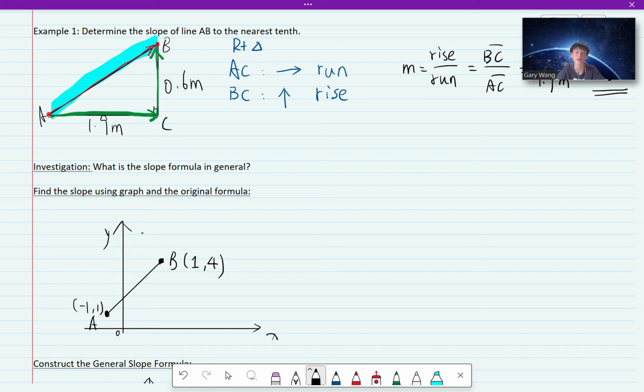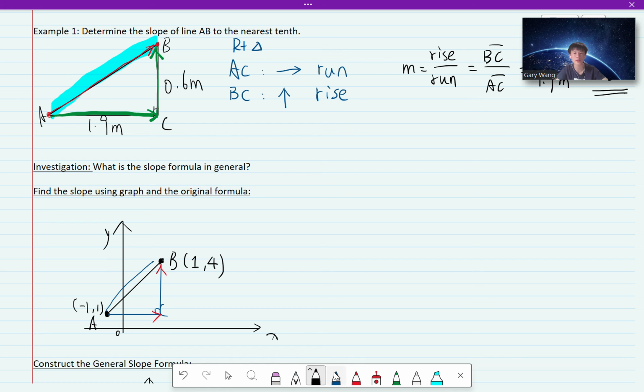So we have this formula right here. We have a line segment AB, and A has coordinates (-1, 1), and B has coordinates (1, 4). So let's construct a right triangle as well, just like the last example, something like this. And we can clearly see that if we want to go from A to B, we also have essentially two ways. One goes from A directly to B like this, and the second way is we can go from A to, let's say, this point C here. So we go from A to the right to C, and then we go from C to B.